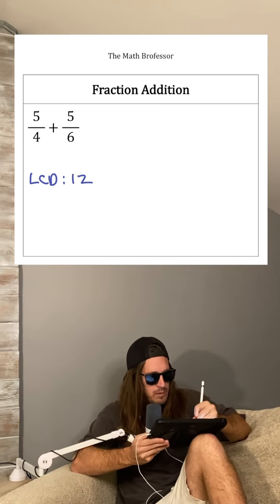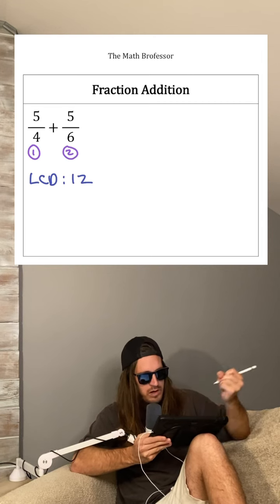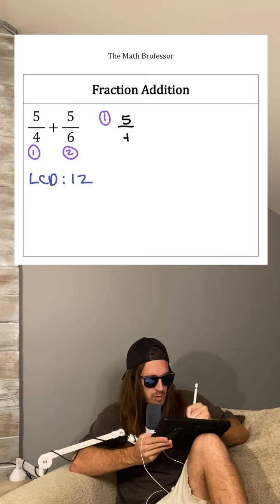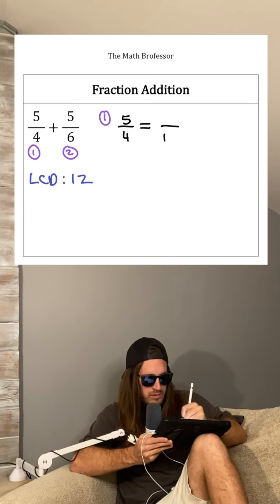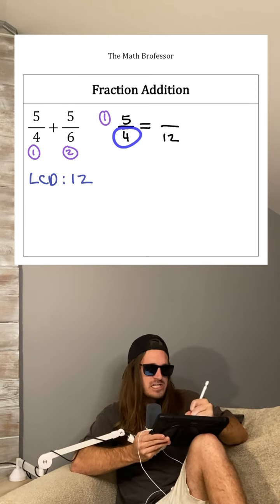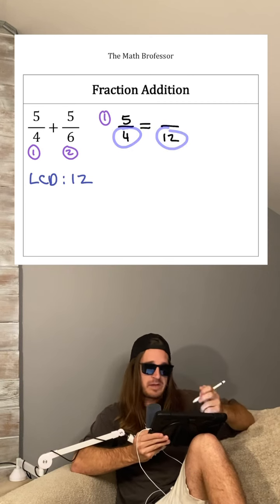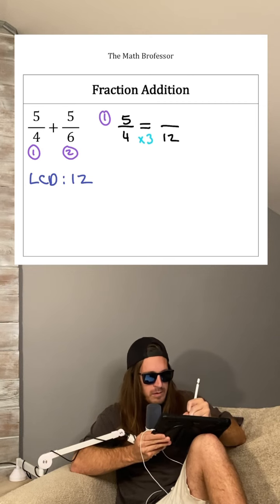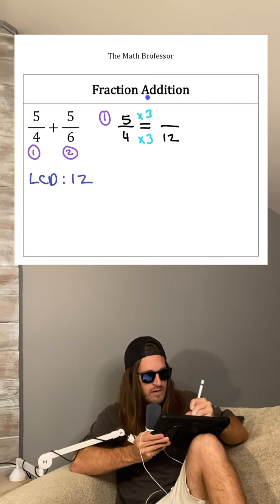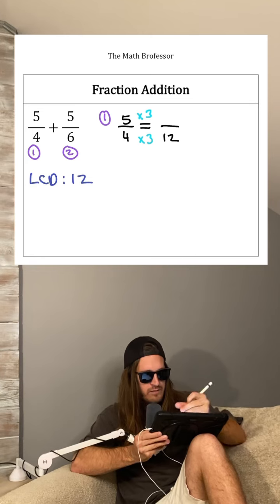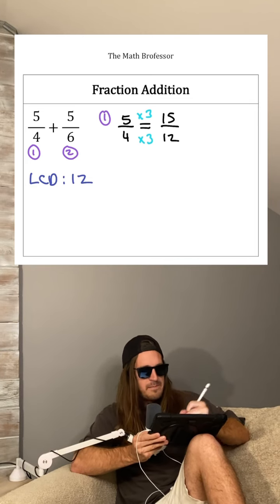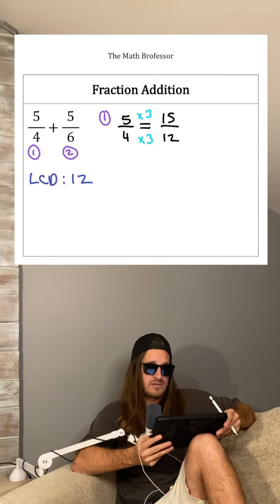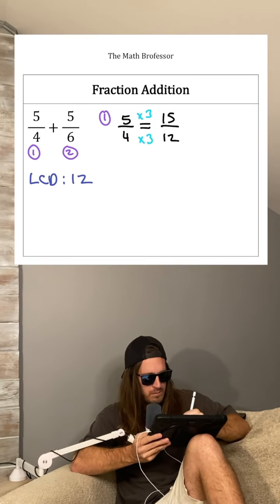So we need to rewrite both of these fractions. We'll call them fraction 1 and fraction 2. We need to re-express them with a denominator of 12. So let's change 5/4 to be out of 12. How can we change this 4 into a 12 via multiplication? Well, that would be times 3. And whatever happened in the bottom, we must also do in the top. 5 times 3 would give us a numerator of 15. So this means that 5 out of 4 and 15 out of 12 are in fact the same fraction. They're equivalent fractions. They're just written in different forms.